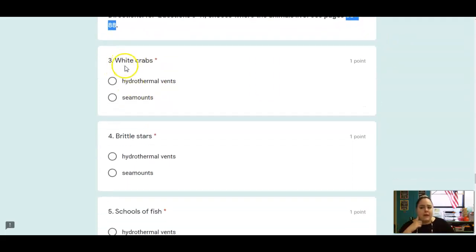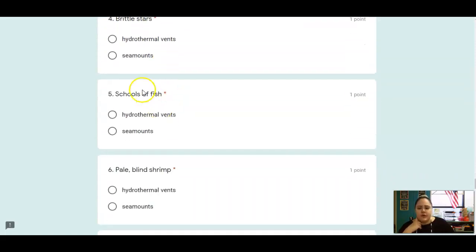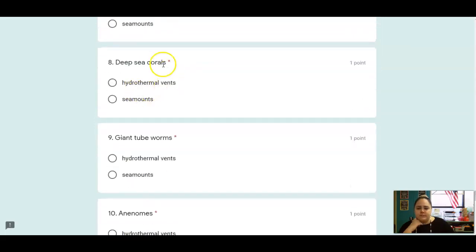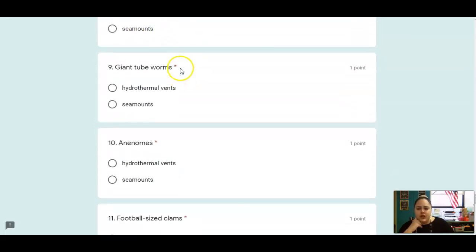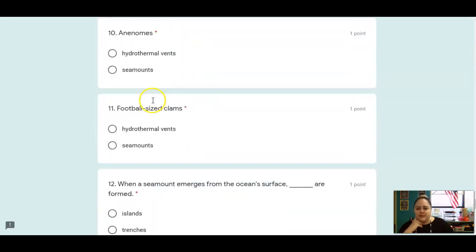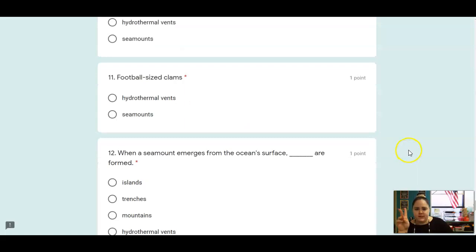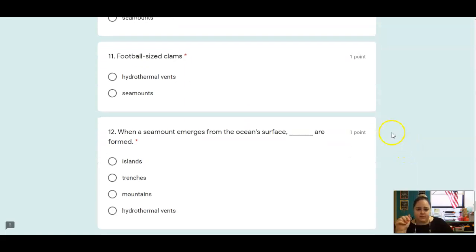So we've got white crabs, brittle stars, schools of fish, pale blind shrimp, sponges, deep sea corals, giant tube worms, anemones, football-sized clams. So go back in that text and find, are those animals in the hydrothermal vents or do they live in the seamounts? They're two very different places with very different animals.